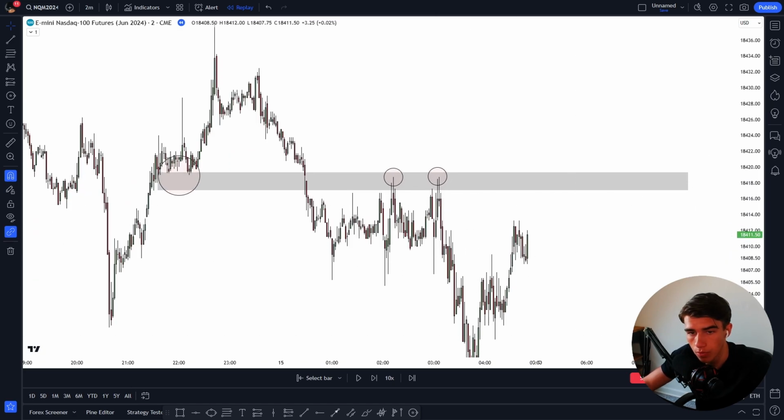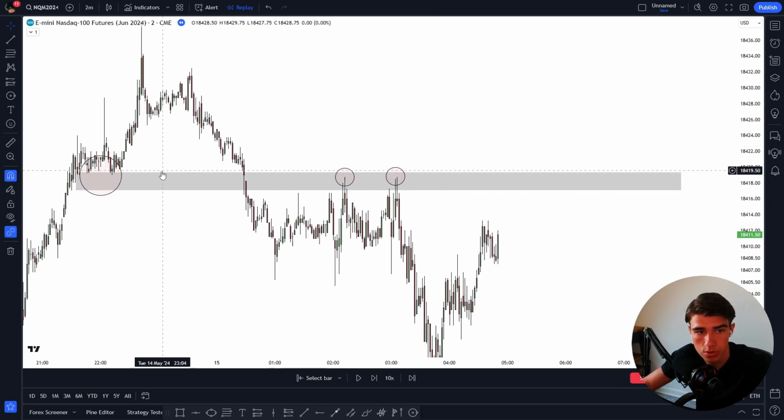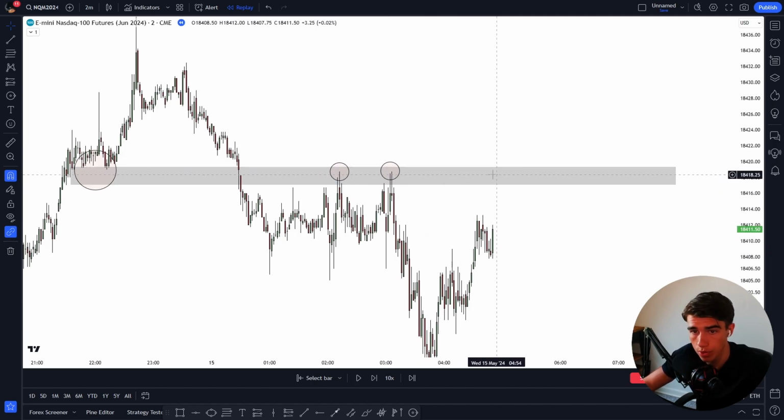So zooming in here, we can see that we have 1, 2, 3, and 4 retests of this resistance zone. Now, this was previously used as support. Now we traded through it and used this zone as resistance. This would have worked if you had shorted here or here, but let's say I want to short the next time price comes up into this zone.